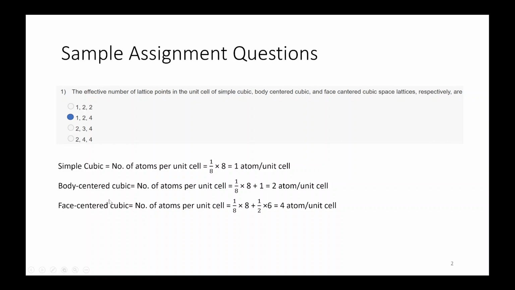In case of FCC, you have atoms at the face centers. And each face is shared with 2 cubes. So it will be half times the 6. So it will be 4 atoms per unit cell. In case of HCP, you will have 6 atoms per unit cell.